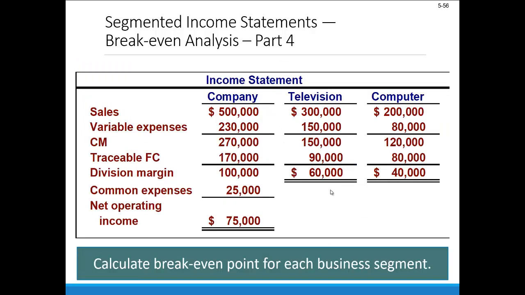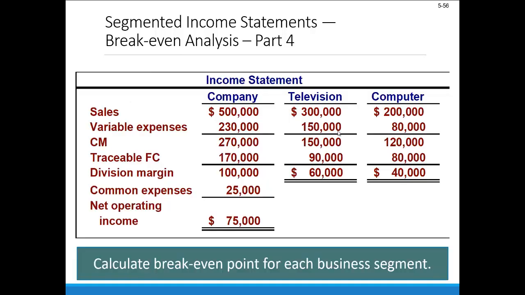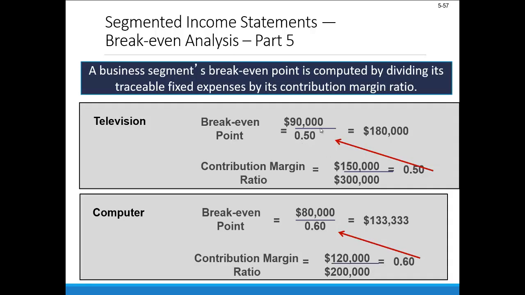Now, if we want to calculate the break-even point for each segment, we're going to do that a little differently. We're going to take just the traceable fixed expenses for the segment divided by the segment's contribution margin ratio. So for TVs, we've got their traceable fixed expenses of $90,000 divided by their CM ratio of CM $150,000 divided by sales of $300,000, or 50%. Okay, so there's TVs, $90,000 in traceable fixed divided by CM ratio of 50% for a break-even of $180,000.